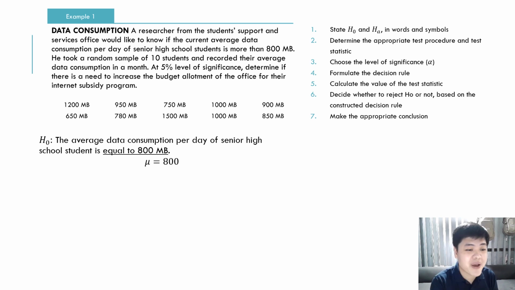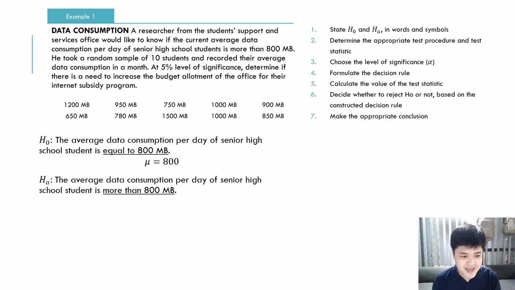By the way, we have to define mu. Mu is the average data consumption, the average daily consumption. Your alternative will be more than, so your symbol will look like this one. So we're done with number 1.